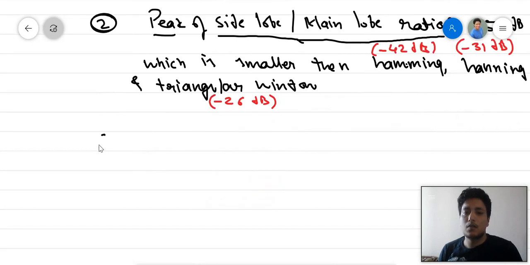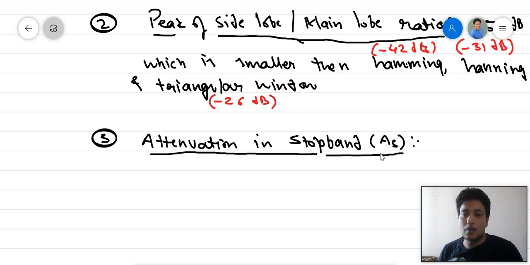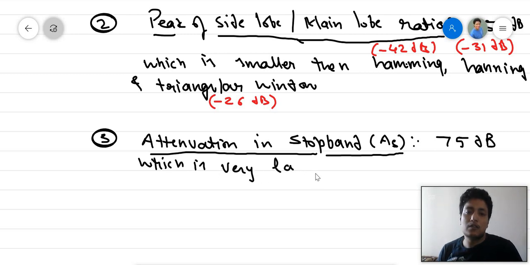Next point is attenuation in the stop band, which we have also represented as AS. In case of the Blackman window, the value is 75 dB, which is very large compared to other windows.